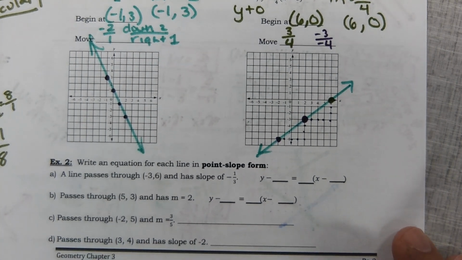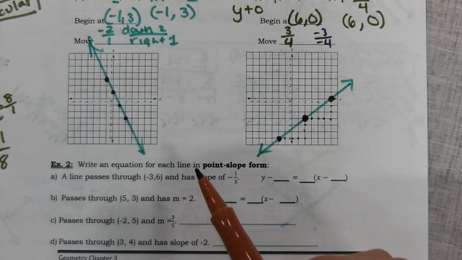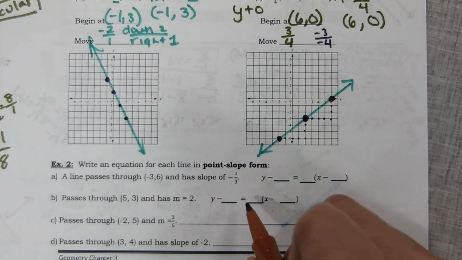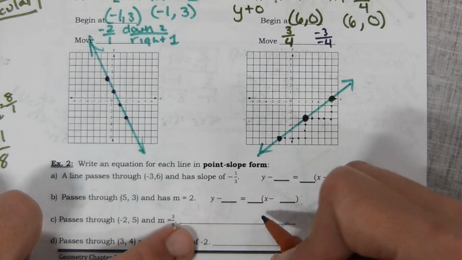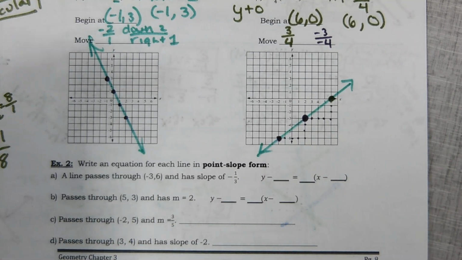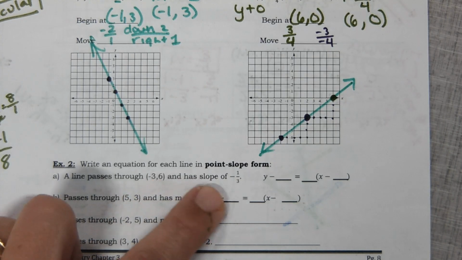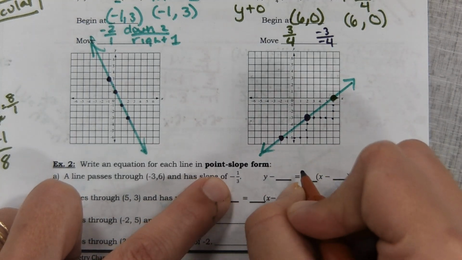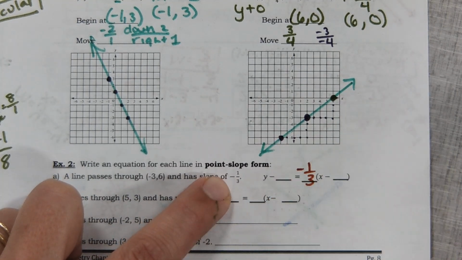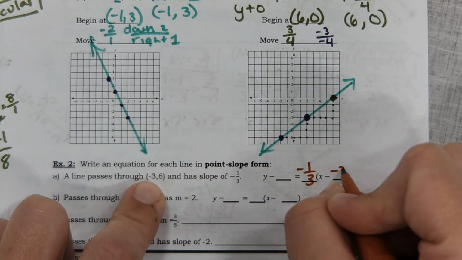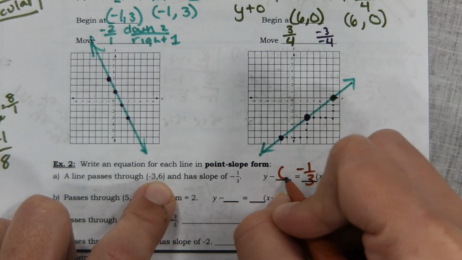Okay, so the next example here, it says write an equation for each line in point slope form, and they kind of walk us through the steps. They give us the structure to begin with, and they gradually let us do it more and more on our own. So here it says a line that passes through -3, 6, and has a slope of -1/3. So I'm going to plug in the slope right here. And then this is our x coordinate and our y. So x minus -3, y minus 6.